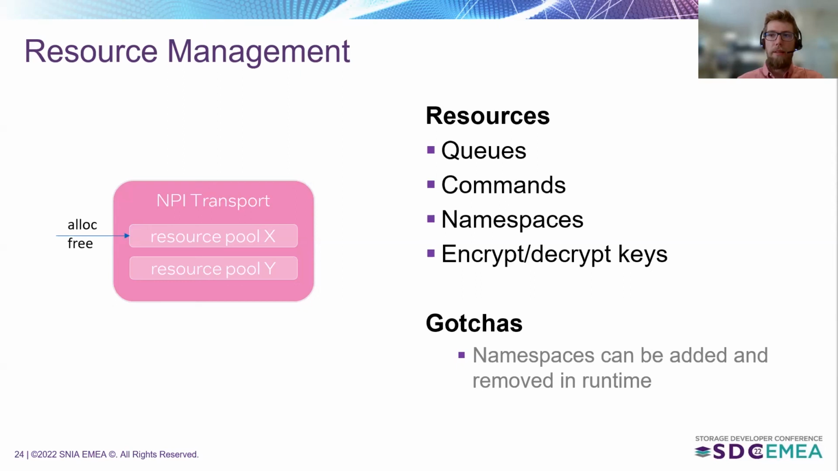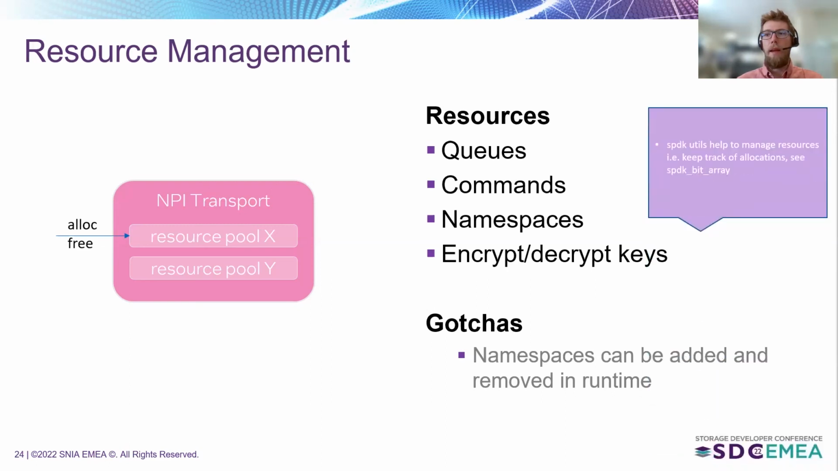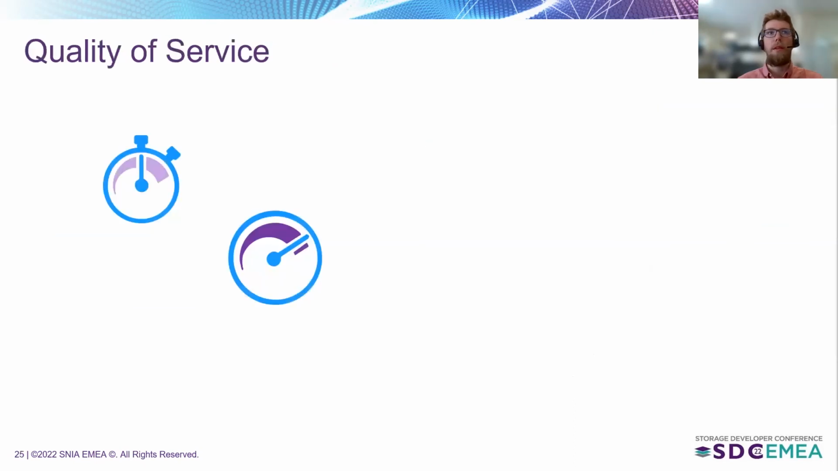Resources like encrypt, decrypt keys, and possibly others require custom JSON RPC methods. How to deliver and store it in a secure way is IPU implementation specific. And we can go to the next slide, which is the quality of service.